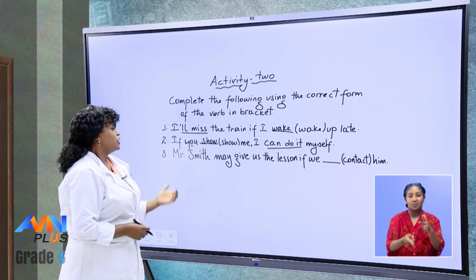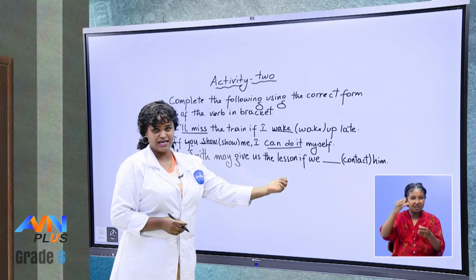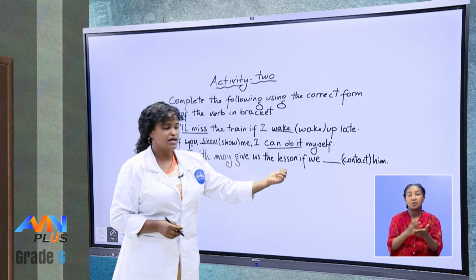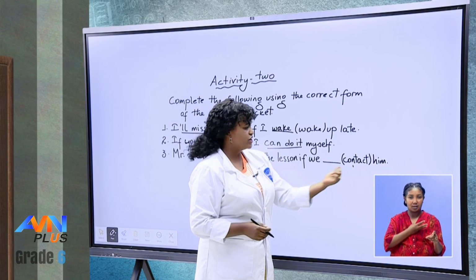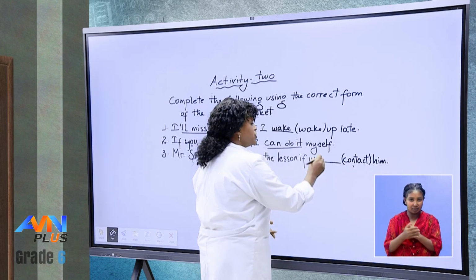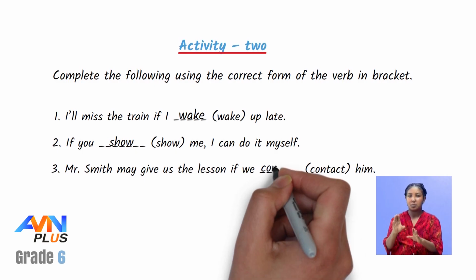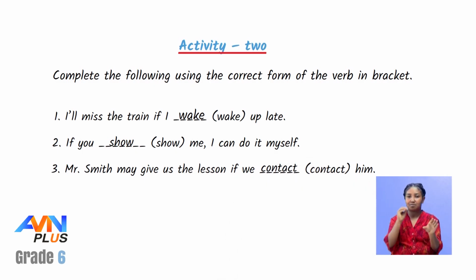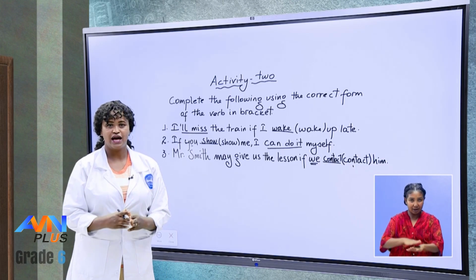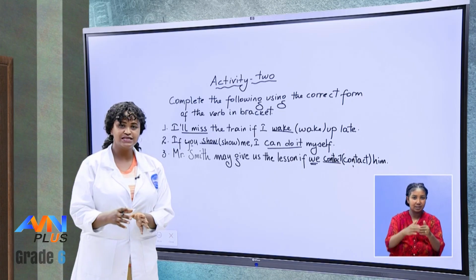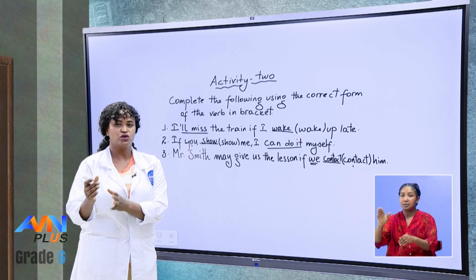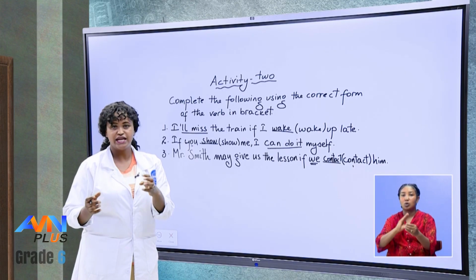The third one, Mr. Smith may give us the lesson. Possibility, right? Mr. Smith may give us the lesson. When? If we, then our verb is contact. Yes? Our subject, fortunately, is we, so we don't change the verb. We use contact as it is. Yes? Remember, in conditional sentence type 1, yeah, if clause is simple present and main clause becomes what? Future and possibility conditions like may and can.